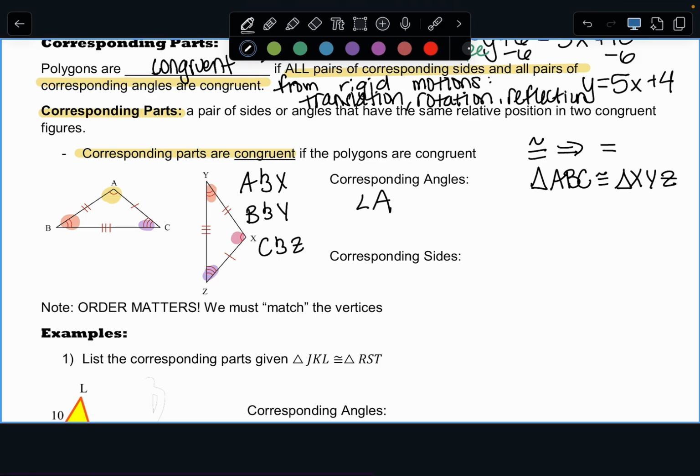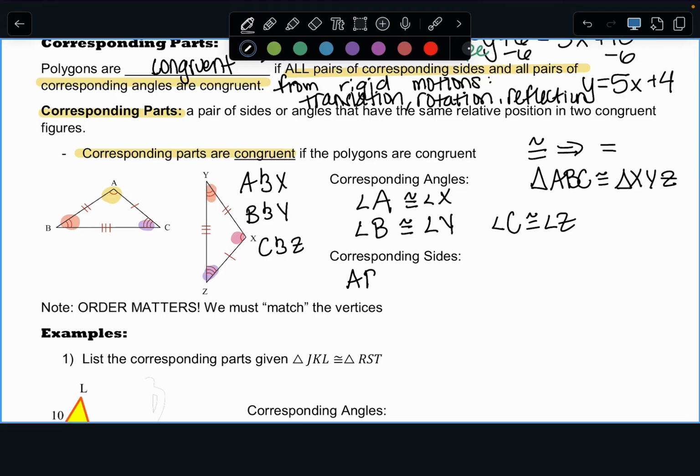Angle A corresponds to angle X, so they are congruent because the triangles are congruent. Angle B corresponds with angle Y, and they are congruent because the triangles are congruent. What's angle C congruent to? Z. Okay. So we have congruent triangles. That means we have 3 congruent angles. It also means we have 3 congruent sides.